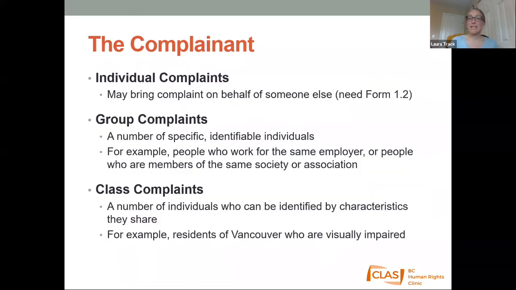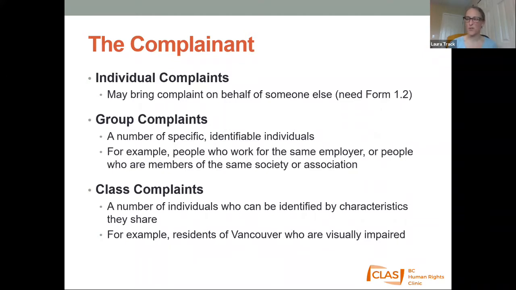Most complaints are individual complaints, and so you would use what's called the form 1.1 to make your complaint. Someone can bring a complaint on behalf of another individual. Often we see parents bringing complaints on behalf of their kids. It's also possible for an adult to bring a complaint on behalf of another adult with their permission, or if they don't have capacity to consent. That could be another option as well, where somebody brings a complaint on someone else's behalf.